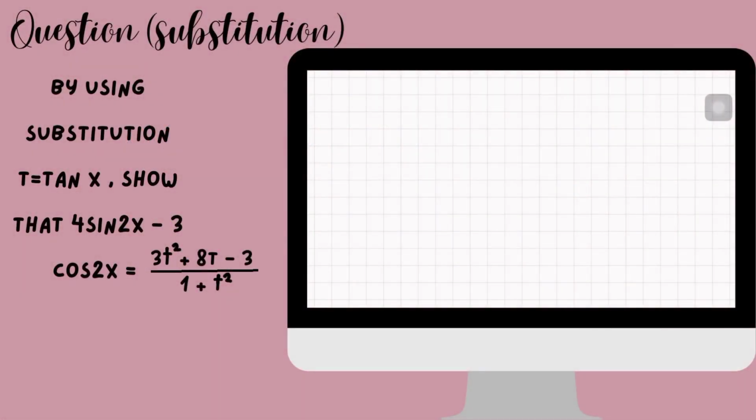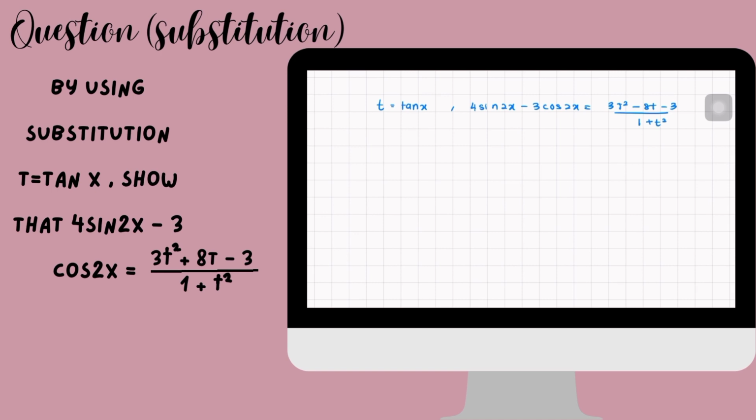So, by using substitution, t is equal to tan x, show that 4 sine 2x minus 3 cos 2x is equal to 3t squared minus 8t minus 3 over 1 plus t squared.